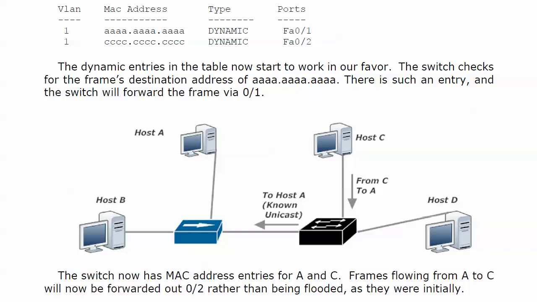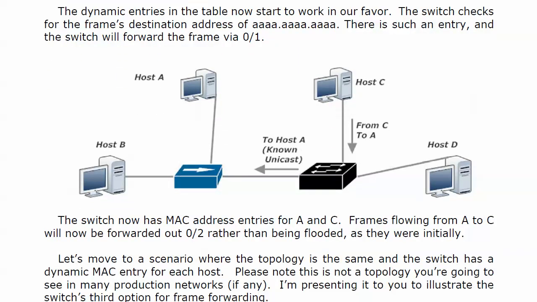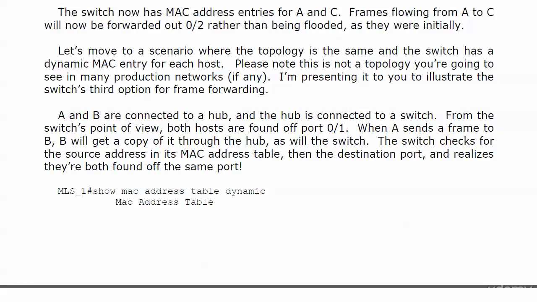Now I want to move ahead to a scenario where the topology is the same, and the switch has a dynamic MAC entry at this point for every host. And here's the giant disclaimer. I don't have many disclaimers in the course. This may be the only one. Please note this is not a topology you're going to see in production networks, if ever. I'm presenting it to you strictly to illustrate the switch's third option for frame forwarding.